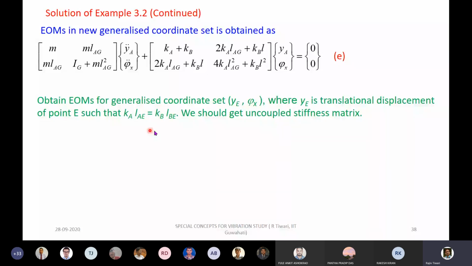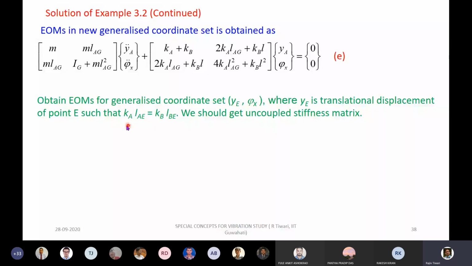So the length of that particular point E from A, multiplied by the stiffness of the spring at A, is equal to the length of the point E from B times KB. So this is the geometrical relationship given for point E. Now you need to obtain the equation of motion.